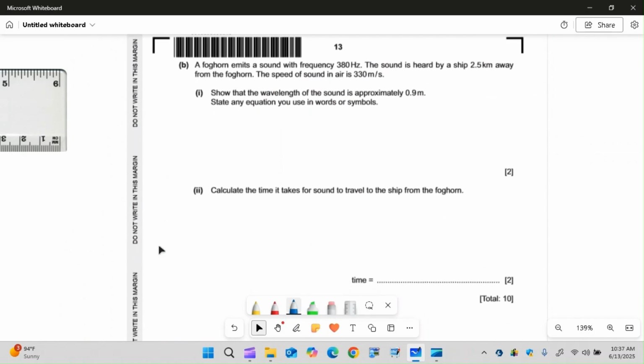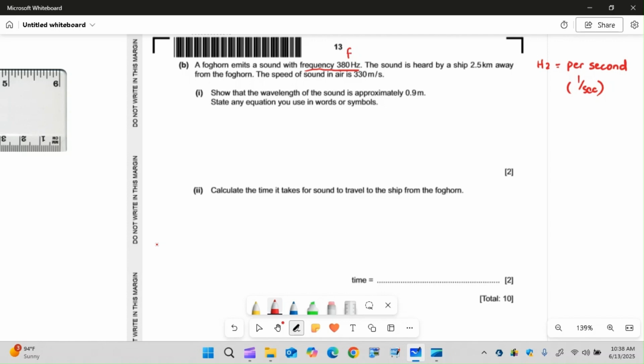Moving to second part of question number 7. A foghorn emits a sound with a frequency of 380 Hz. We usually use frequency with f, and also we have to remember Hertz is per second. It is representing 1 over second. So Hertz means 1 over second. Okay, so frequency is 380 hertz can also be considered as 380 per second.